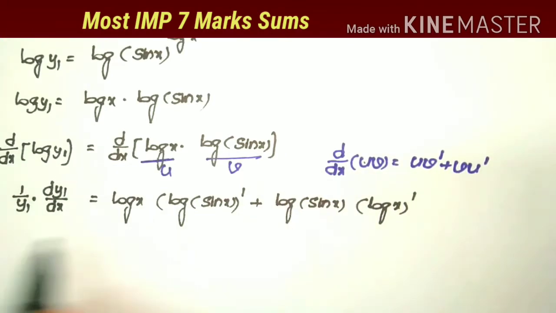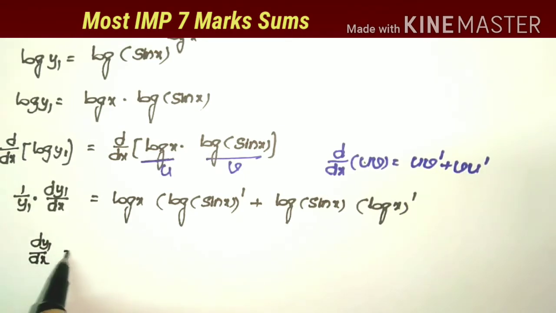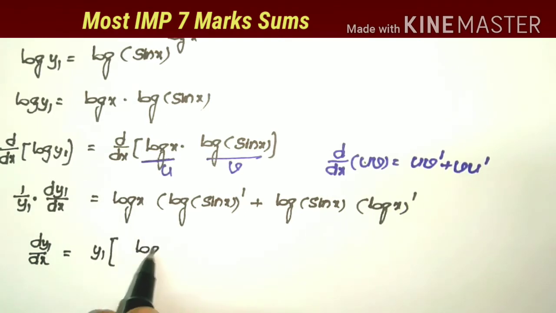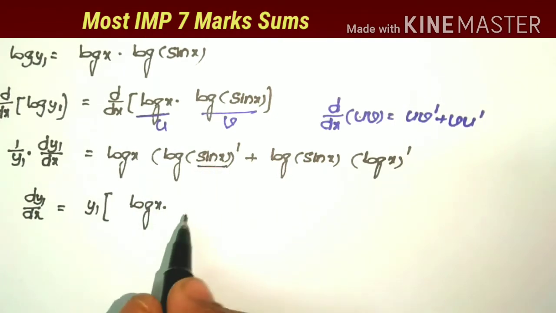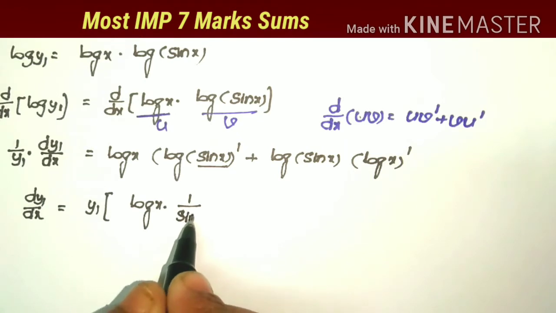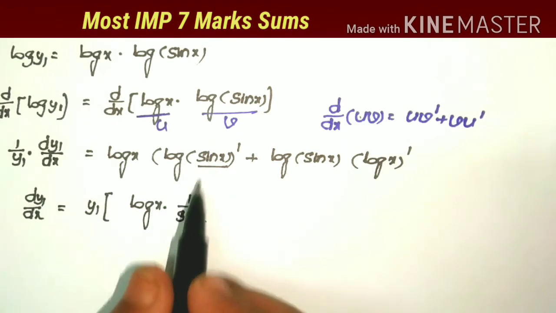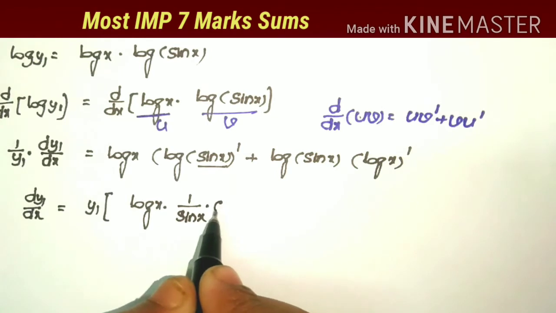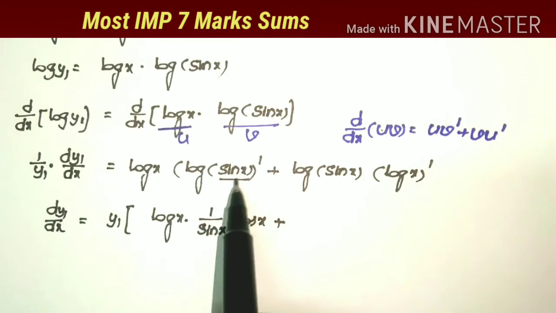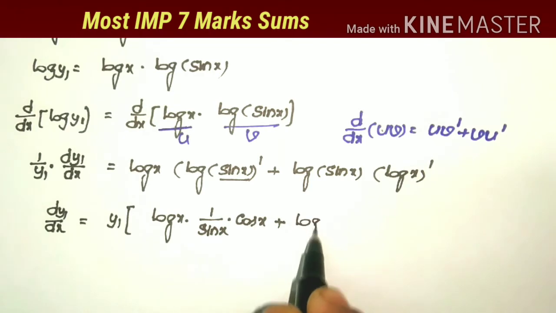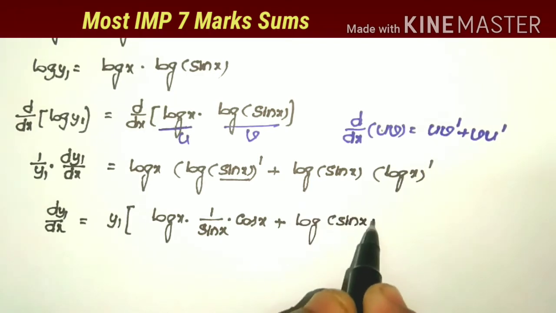u into v dash plus v into u dash, and this is equal to dy1 by dx. Writing this y1 to this side, that becomes y1 into log x into, what is the derivative of log of sin x? Log of sin x is equal to log x form. And what is the log x derivative? 1 by x, that is 1 by log of sin x, derivative 1 by sin x. Again sin x derivative, what is the sin x derivative? Cos x. Log x is equal to 1 by x, and what is the x value here? x is equal to sin x. Again sin x derivative, that is cos x, plus log of sin x into log x derivative 1 by x.